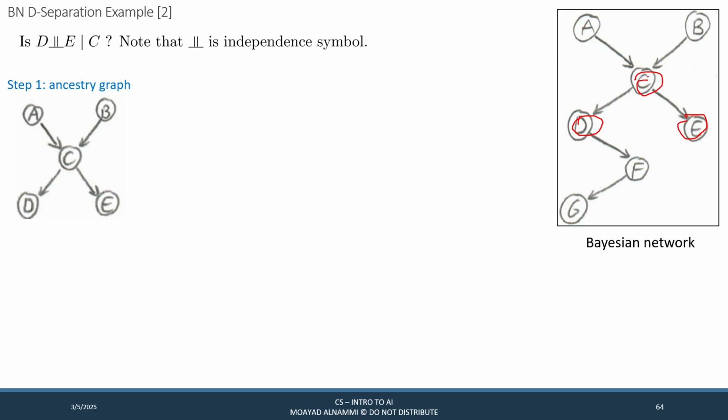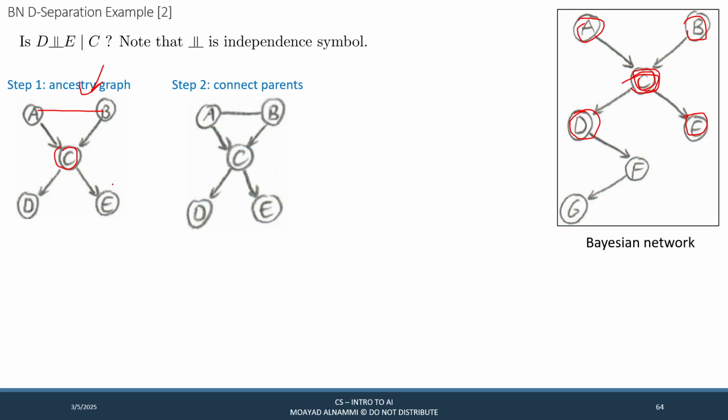And we also need to include, in order to sample C, you will need to also sample A and B. So you need to include everything along with what it requires to sample it, right? So this is the ancestry graph. Because in order to sample C, we will need A and B as well. Then for every node that has a child, that has parents, we need to connect those parents. So this has two parents, we need to connect these two parents.